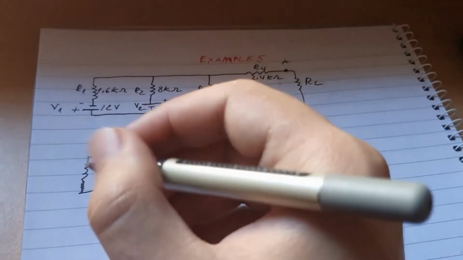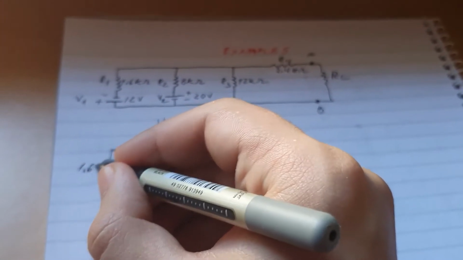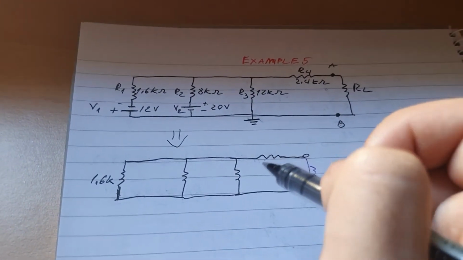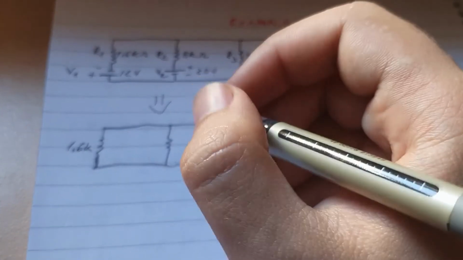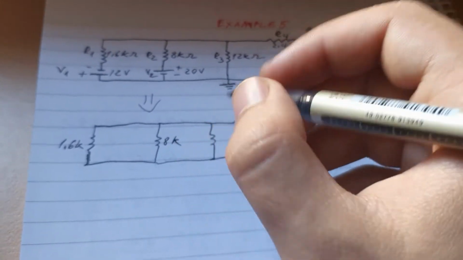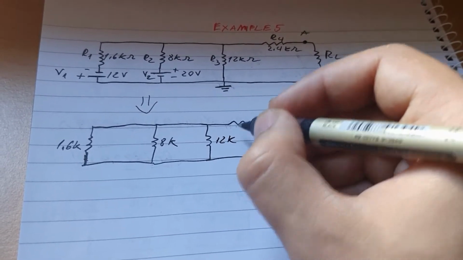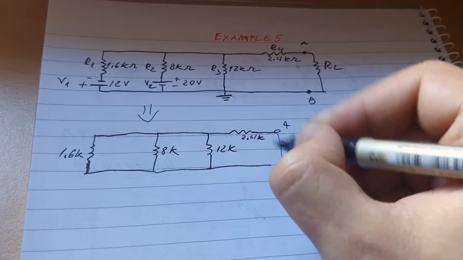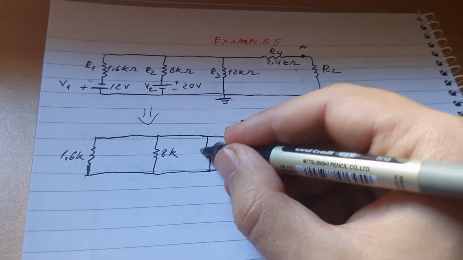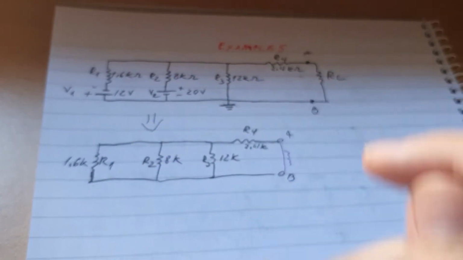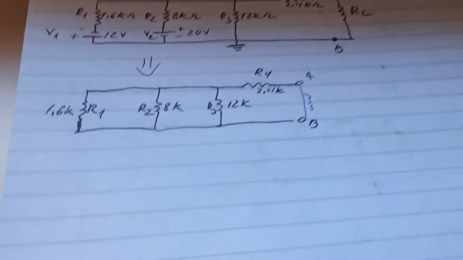Now let's notate them. So that one will be 1.6k. Oh yeah, I also put thousands now, because why not, just a diversity to it, I guess. This one will be 8k, this one will be 12k, and this one will be 2.4k. A, B, R4, R3, R2, and R1. Alright, we got the R's.